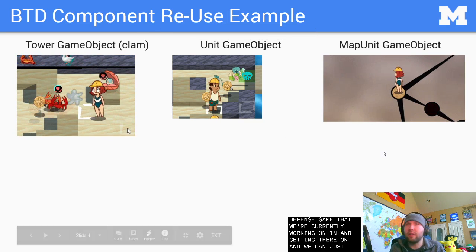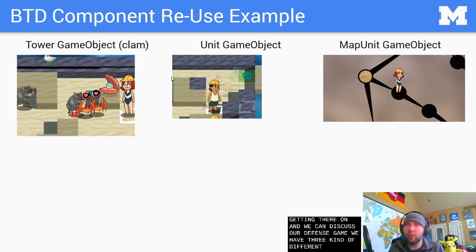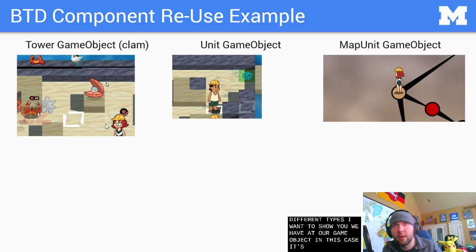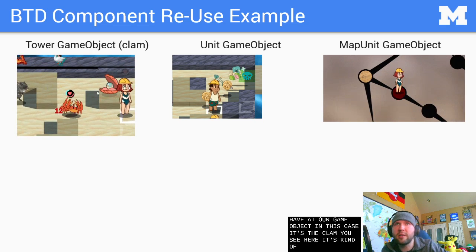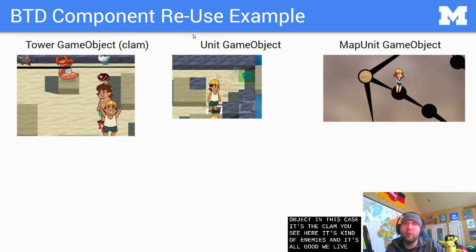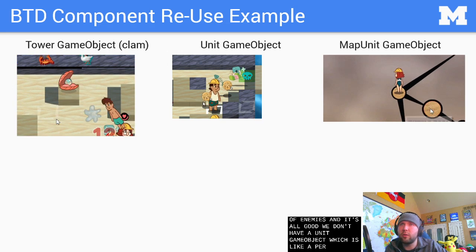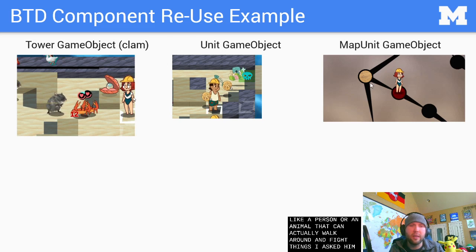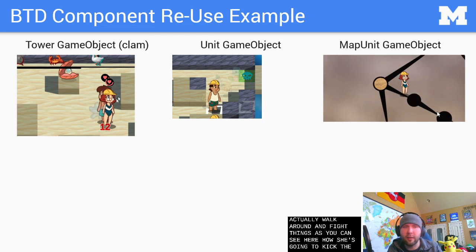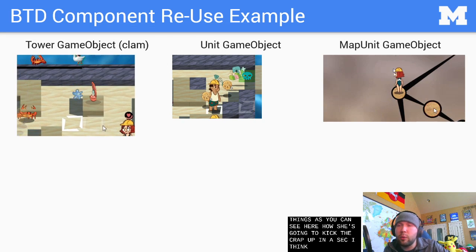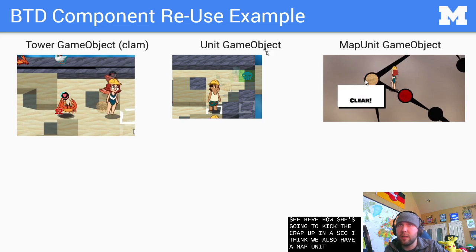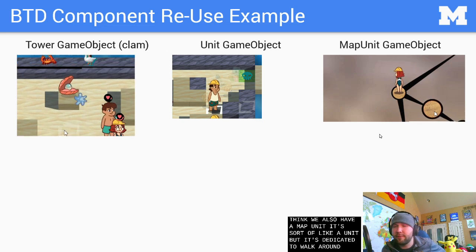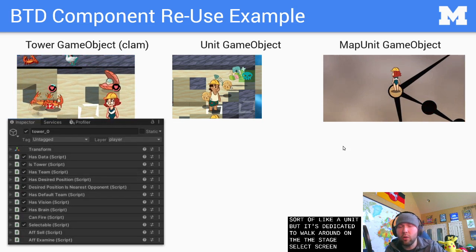In this tower defense game, we have three different types I want to show you. We have a tower game object. In this case, it's the clam you see here. There's a clam. It kind of spits at enemies, and it's all good. We then have a unit game object, which is like a person or an animal that can actually walk around and fight things. As you can see here, she's going to kick the crab in a sec, I think. We also have a map unit. It's sort of like a unit, but it's dedicated to walking around on the stage select screen. Okay? So, what can we do?